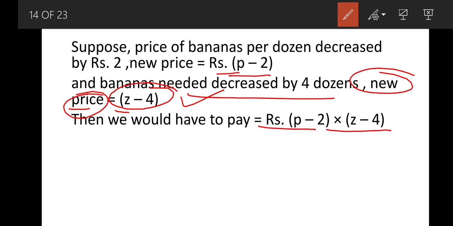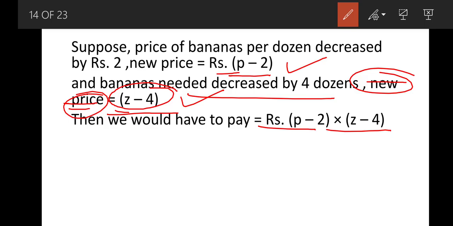Now I am explaining this example one more time. Suppose, dear children, earlier the price of bananas per dozen is rupees P, and the bananas needed are Z dozens. So we need to pay rupees P into Z. Now, if the price of the bananas per dozen decreased by rupees 2, then what will be the new price per dozen? It will be P minus 2. And if the bananas needed decreased by 4 dozens, then the number of bananas needed will be Z minus 4. This is not the new price. This is the number of bananas needed now, Z minus 4 dozens. Now, how much do I need to pay? P minus 2 into Z minus 4. And this is the multiplication of two algebraic expressions.